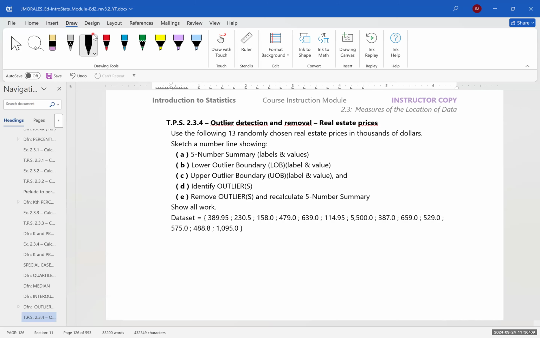All right, so here is a think, pair, share problem using what we've learned so far about quartiles and interquartile range and the five number summary and getting those values using your calculator. In this think, pair, share, you're going to use the previous example that I talked about as a model. So use that to help you work through the elements of this problem.